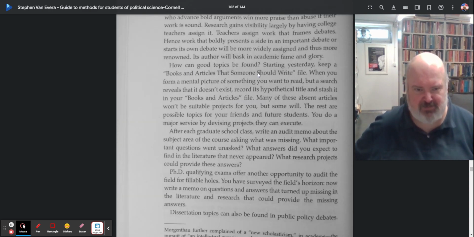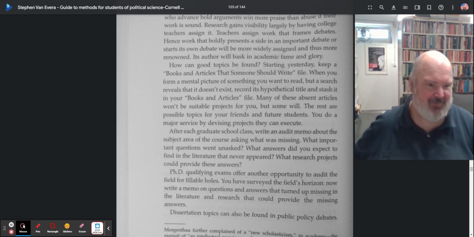How can good topics be found? Starting yesterday, keep a file of articles that someone should write, right? What needs to be written? What needs to be done? When you form a mental picture of something that you want to read, but a search reveals that it doesn't exist, record a hypothetical title and slip it in your book and article files. The things that you've got to do, the title and article.